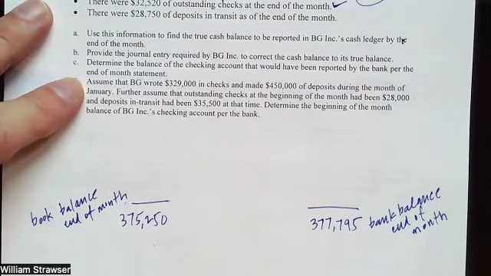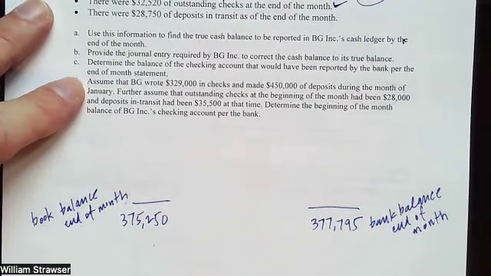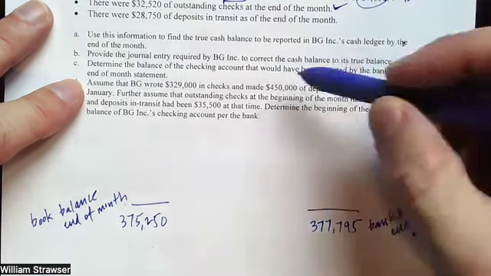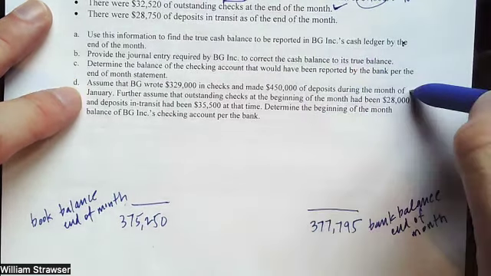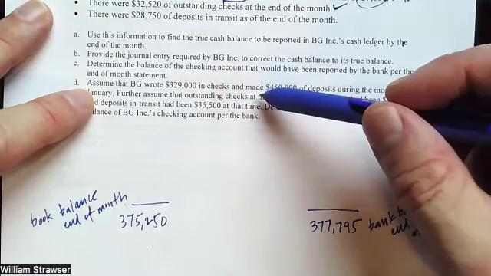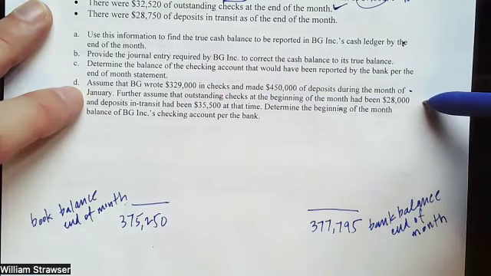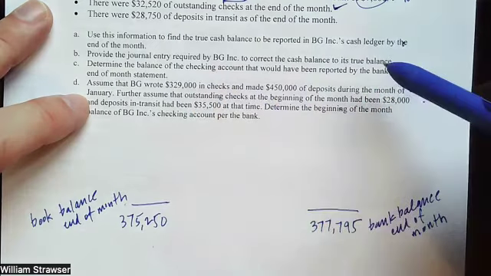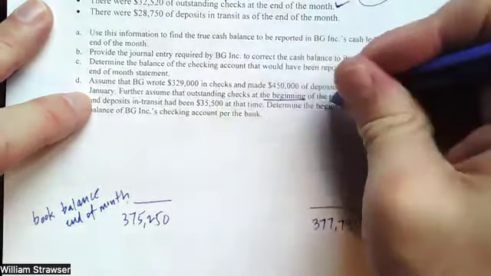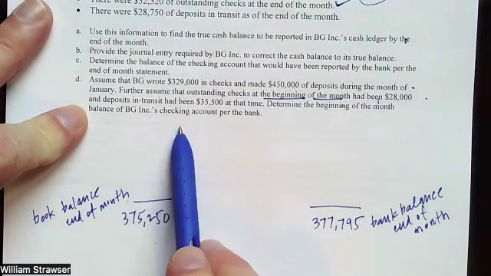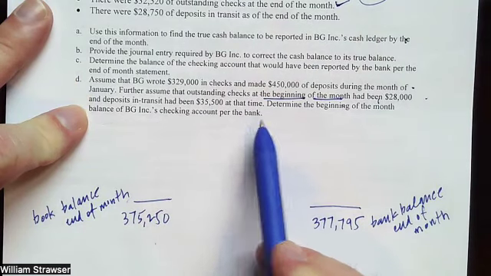It says assume that our company, BG, wrote $329,000 in checks and made $450,000 of deposits in transit during the month of January. Further assume that the outstanding checks at the beginning of the month had been 28,000 and the deposits in transit had been 35,500 also at the beginning of the month. Determine the beginning of the month balance of BG Inc.'s checking account per the bank.